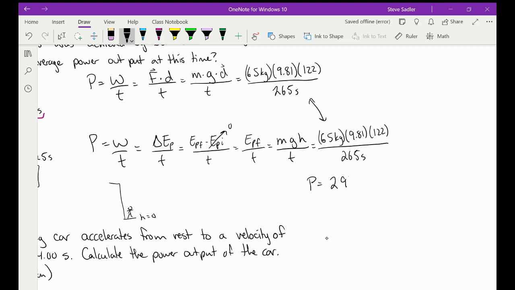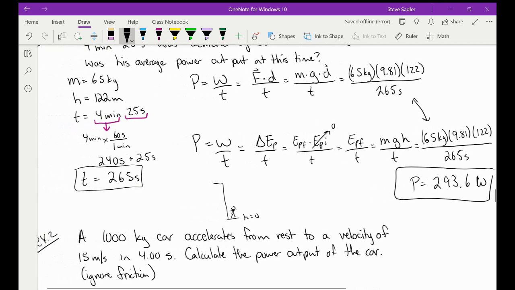Looks like 293.6 watts, not newtons, watts. Power is in watts. Fantastic. Hopefully that made sense. So let's do another one.